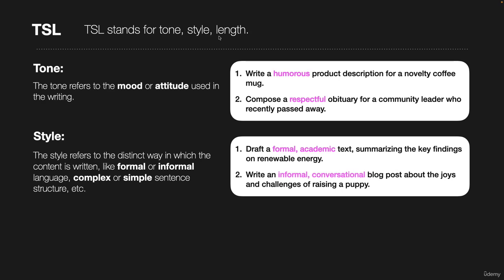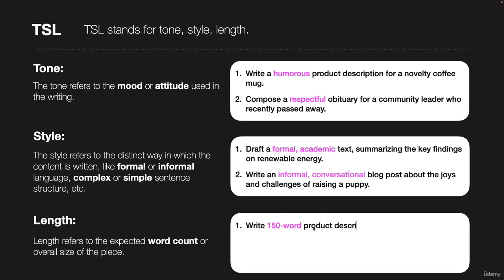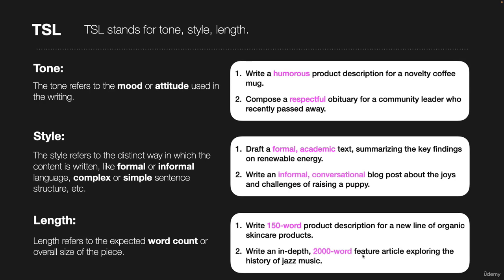Let's go for the last one, which is length, which I think is more or less obvious, and we had this example before. When we say length, we are talking about the word count, or I think it's better, when you are talking to ChatGPT, instead of word count, to use token count. Let's have some examples. For example, write a 150 word product description. Write an in-depth 2000 word feature article exploring the history of jazz music.